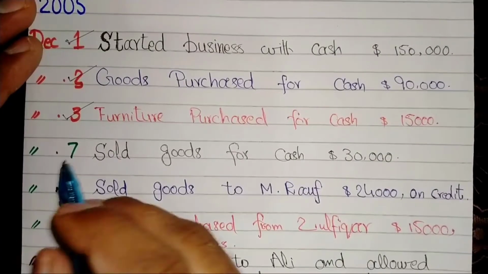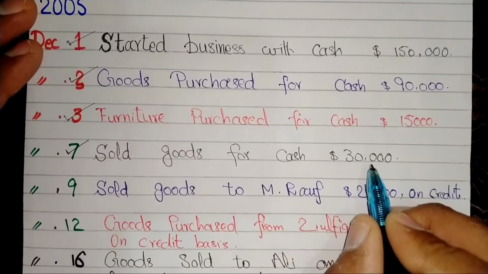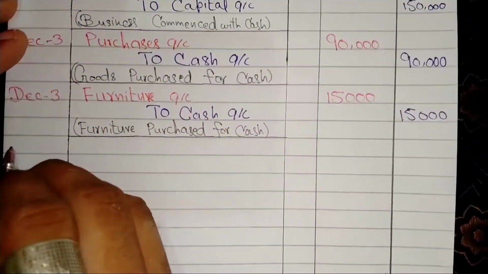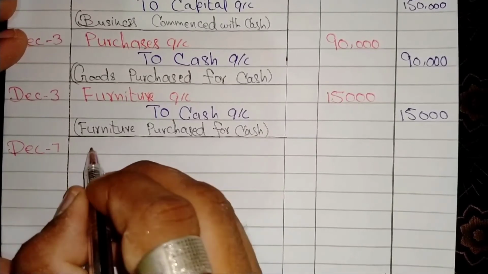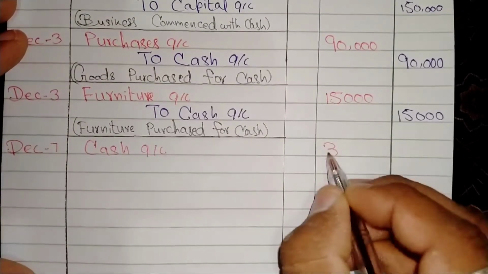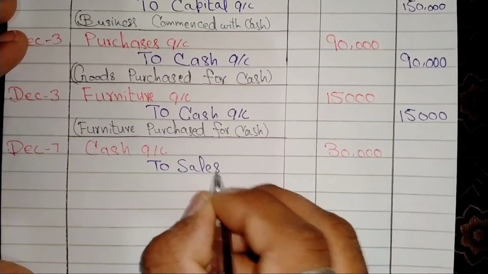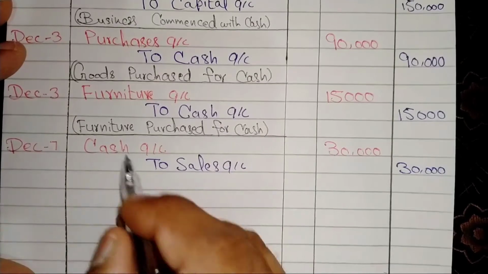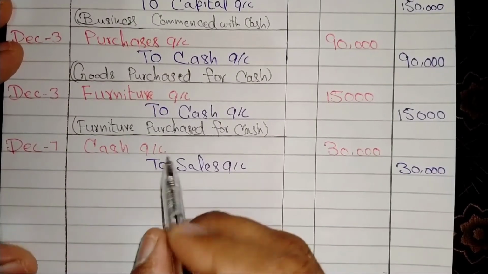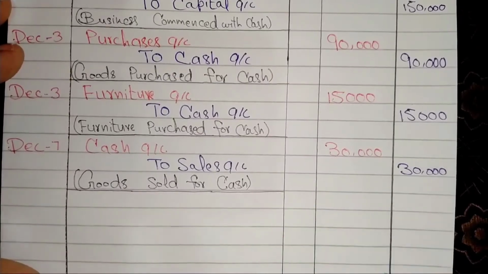Okay. The next transaction is goods sold for cash amounting to $30,000 on December 7th. Cash account debit $30,000 to sales account credit, because the sale has been done by the business on a cash basis. Okay, with description, goods sold for cash.